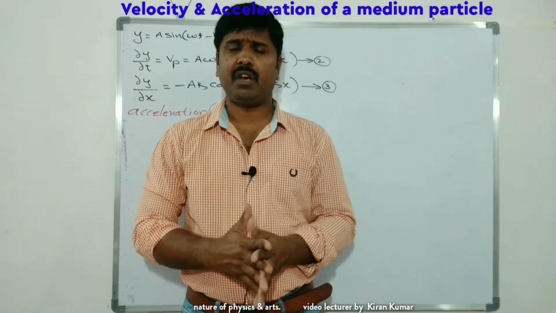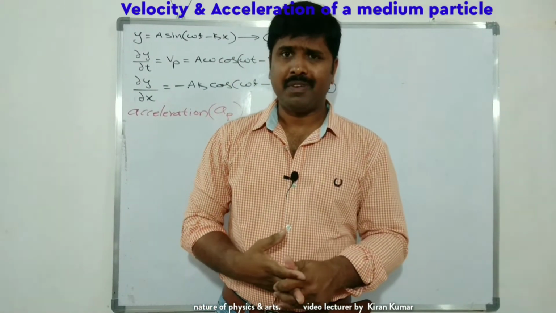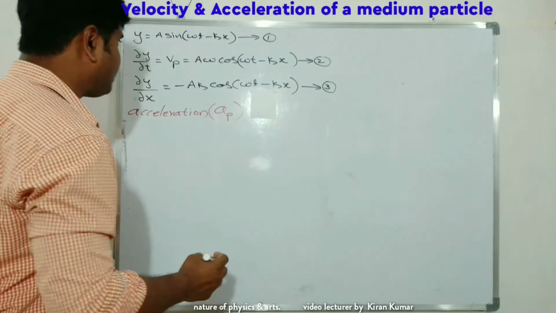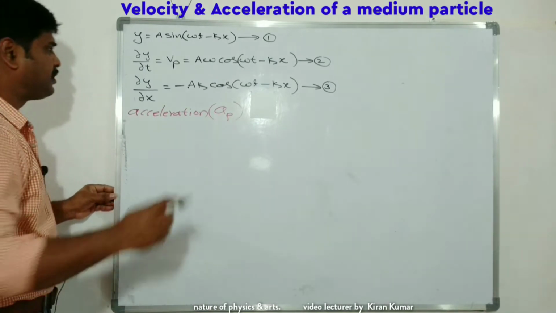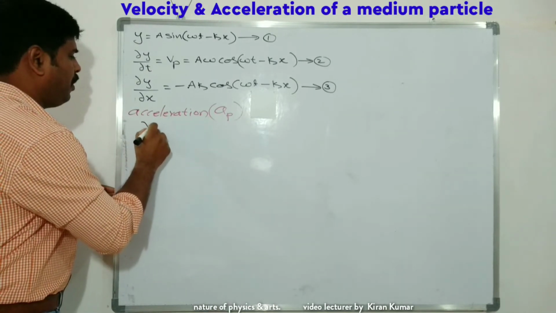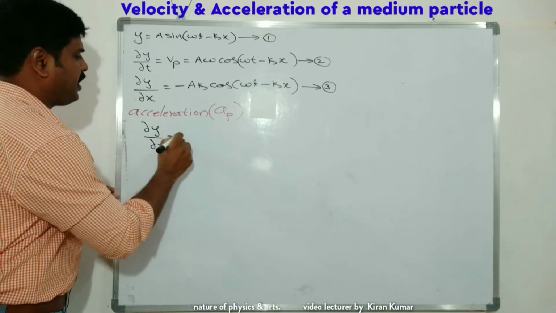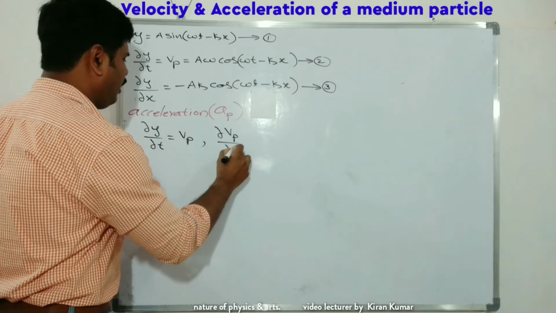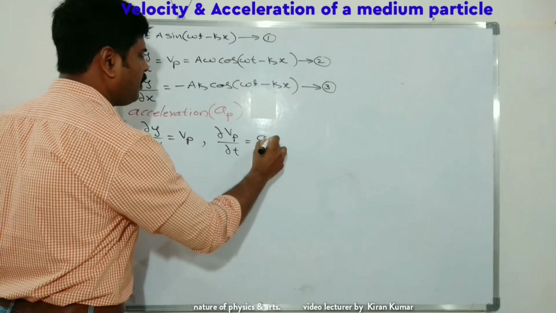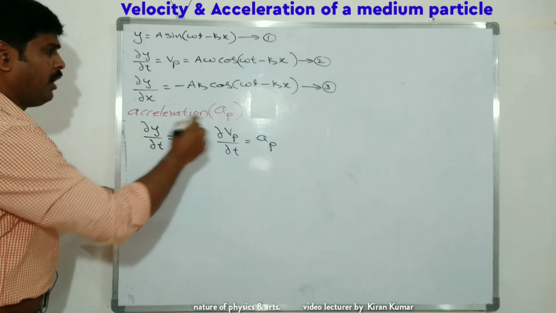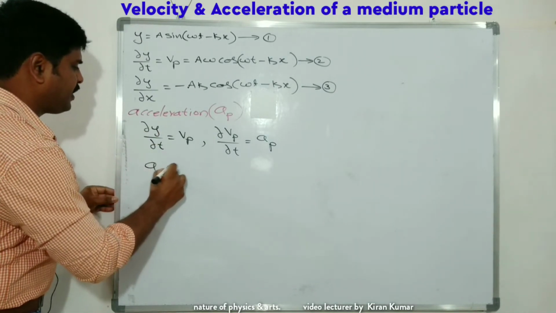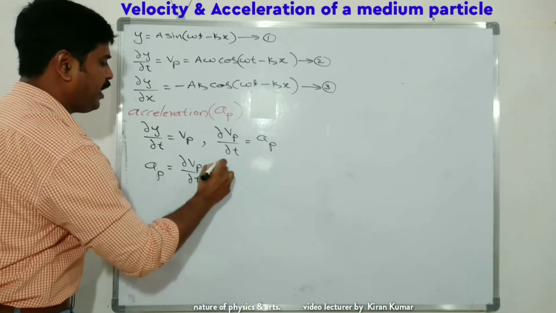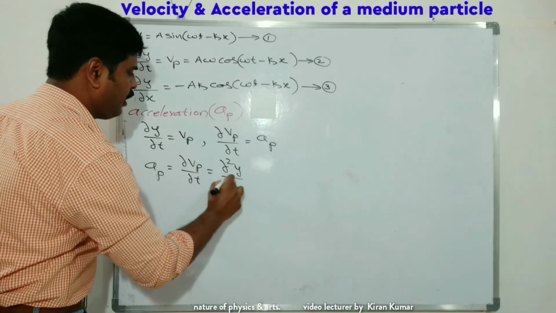Now, acceleration of the velocity of the particle we will discuss. Here is the definition: the rate of change of velocity is called acceleration. Then ∂y/∂t is equal to Vp, which we got, and ∂Vp/∂t is equal to Ap. So Ap, we can write as ∂Vp/∂t, which is equal to ∂²y/∂t².